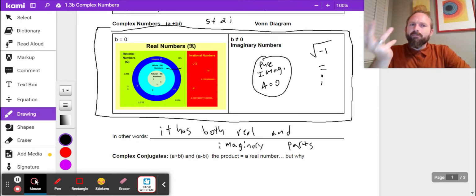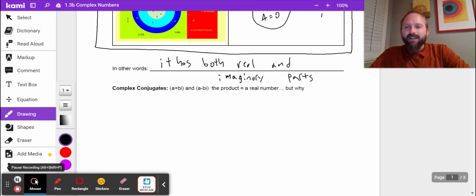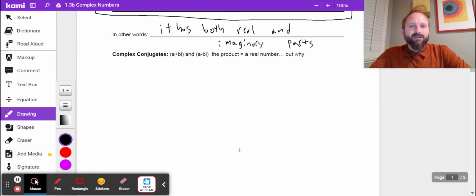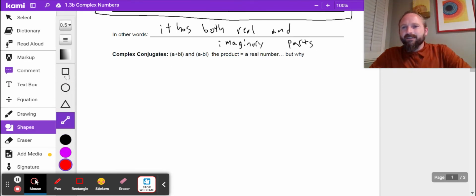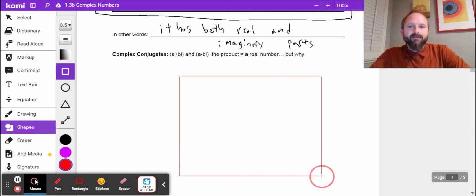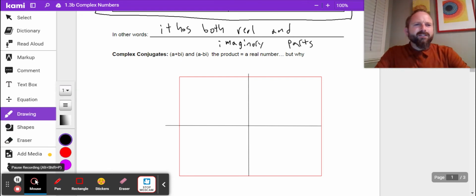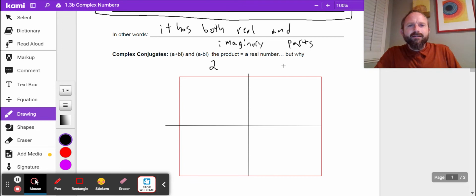a real number. But why? Let's jump into that before we go into the nitty-gritty of everything. I'm going to set up my multiplication grid. So let me draw it right now. So I'm going to have my square, and then I'm going to put my little squares inside it. So let's try an easy one. Let's do 2 plus i, and then let's have 2 minus i.